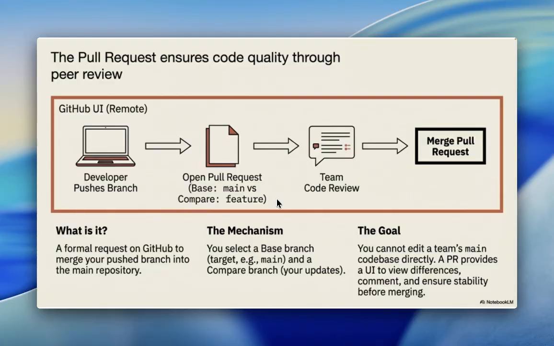GitHub UI: a remote developer pushes and opens a pull request, base main versus compare feature, then team review. What it is: a formal request on GitHub to merge your pushed branch into the main repository. The mechanism: you select a base branch as the target and compare branches for your update. You cannot edit a team's main code base directly. A PR provides a UI to view differences, commits, and ensure stability before merging.